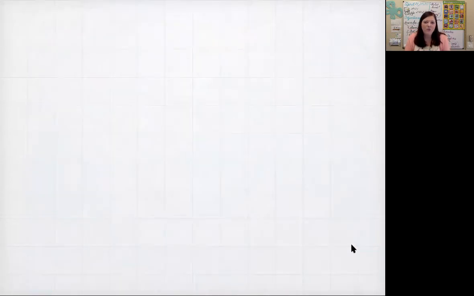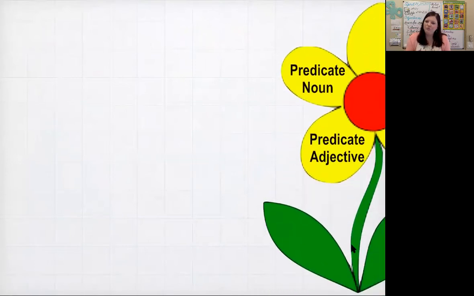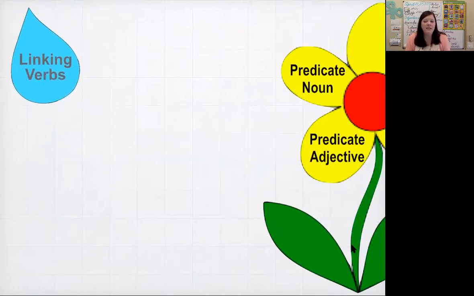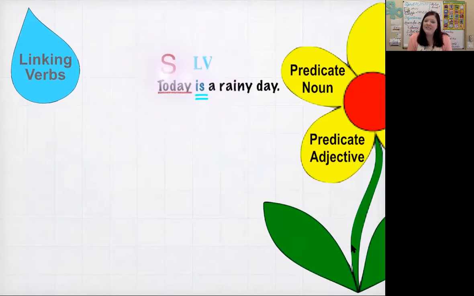All right, now that we've reviewed what our linking verbs are, the predicate nouns and the predicate adjectives work the same way. The only difference is one is a noun that's renaming the subject, and the other one is an adjective describing the subject. But they'll both have a linking verb out in front. I'm going to use those same sentences as our examples. Today is a rainy day. Is is still a linking verb. Today is our subject. Today is, day would be our predicate noun. It's renaming today. Renaming that word right there.